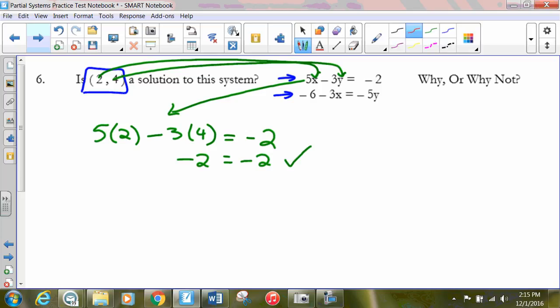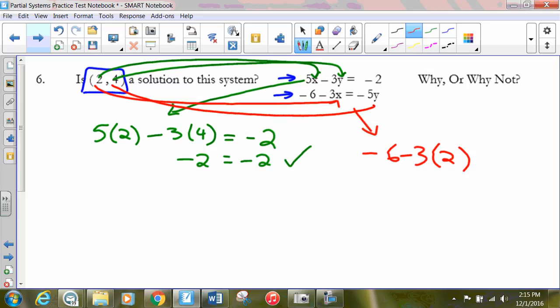So now we're going to do the same thing. We're going to take the 2, and we're going to plug it in for x for this equation. So we'll have negative 6 minus 3, plug in 2 for x. And we're going to take y and plug it in. I'm sorry, we're going to take 4 and plug it in for y. And then we're going to simplify both sides.